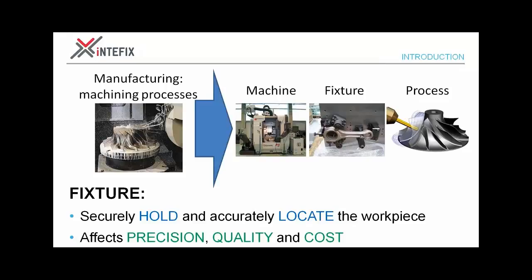And regarding the fixture, the conventional function of one fixture is to hold and locate the workpiece within the machine volume. And all of these elements affect the precision, quality, and cost. So the fixture also affects this. And the objective is to improve the behavior of this element to increase the aspects associated to these items.